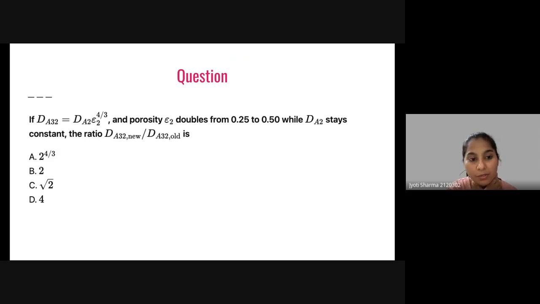Okay, so the next question is, this is very important. Diffusivity or diffusion coefficient Da32 is equal to Da2 and epsilon 2 to the power 4 by 3. The porosity E2 doubles from 0.25 to 0.50 while Da2 stays constant. And you need to tell me the ratio of your Da32 new divided by Da32 old.